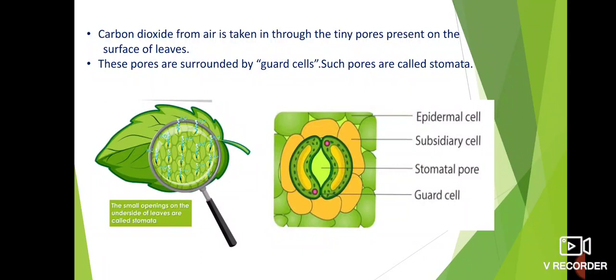This carbon dioxide is absorbed by the tiny pores present on the surface of leaves. These tiny pores are called stomata. See here, these are the stomata present on the surface of the leaf. Through these stomatal pores, the carbon dioxide enters into the leaves.